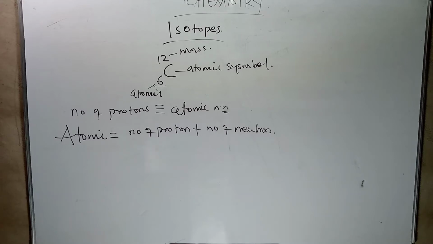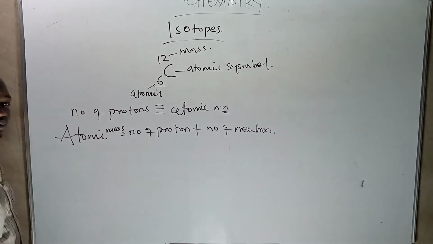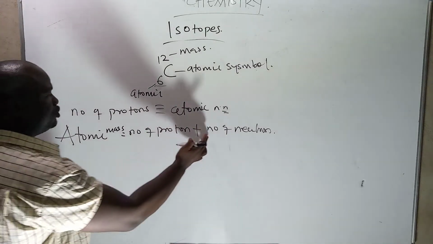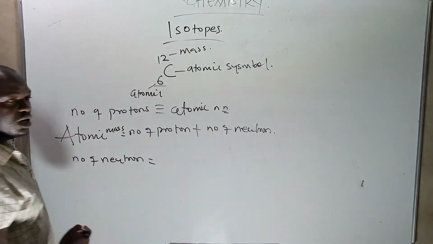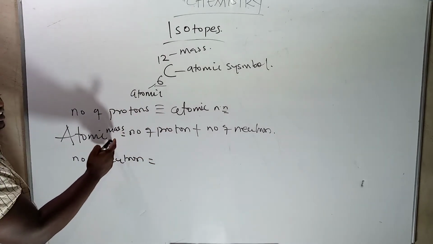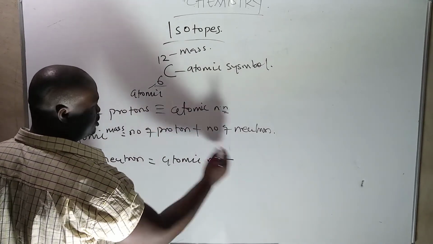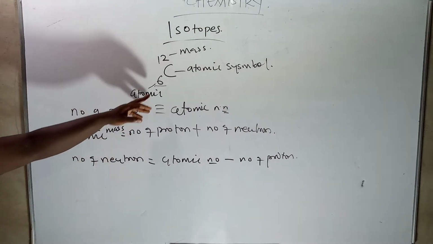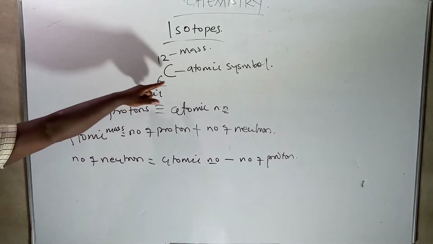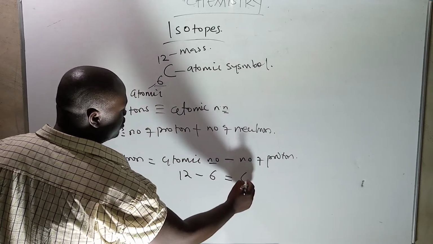Now, remember, if the atomic mass is equal to the number of protons plus the number of neutrons, that means if I ask you to calculate the number of neutrons, all you have to do is cross the equality sign and the sign will change. So this will be atomic number minus number of protons. Stay with me, please. So if I want you to calculate the number of neutrons in this atomic symbol, it is just 12 minus 6, and the number of neutrons will be 6.